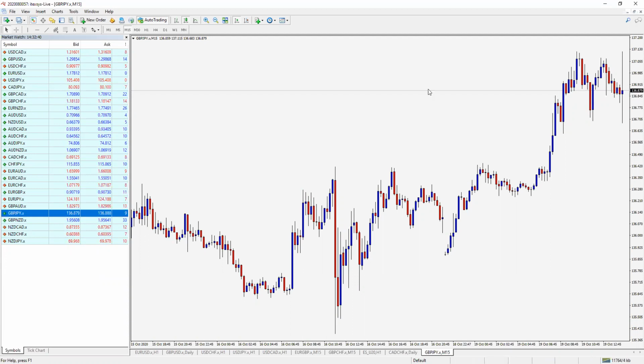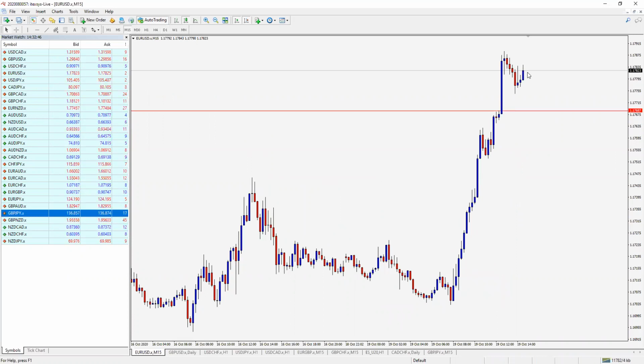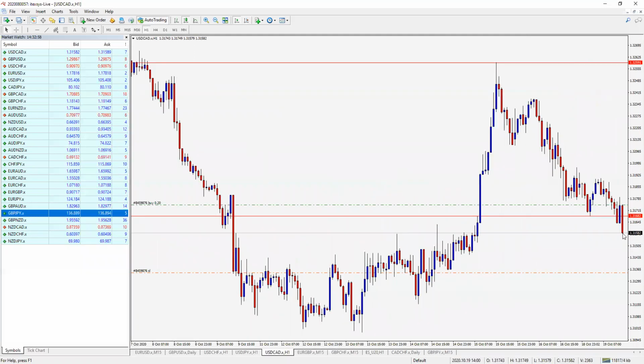Interesting. You can see the reaction. It's probably the euro dollar is quite easy. And okay, this one is going against me. Hopefully it will turn back now.